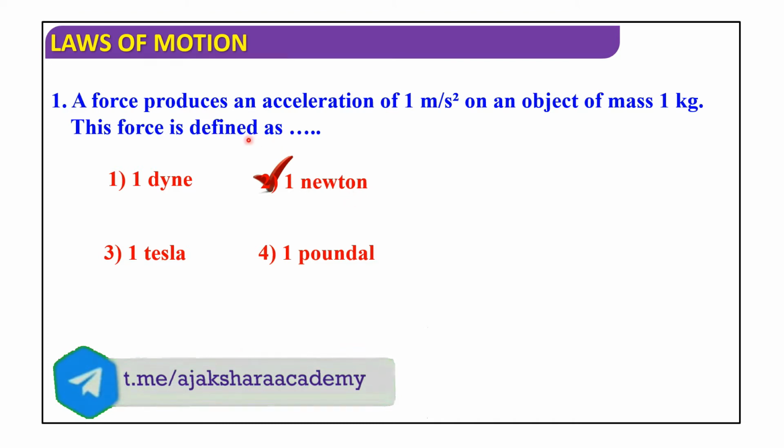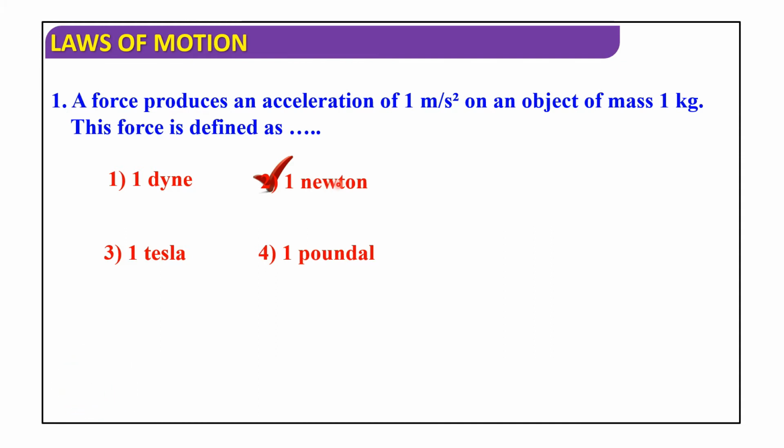SI unit of force is Newton. So whenever the force producing acceleration of 1 meter per second square on an object of mass 1 kilogram, then this force is defined as 1 Newton.